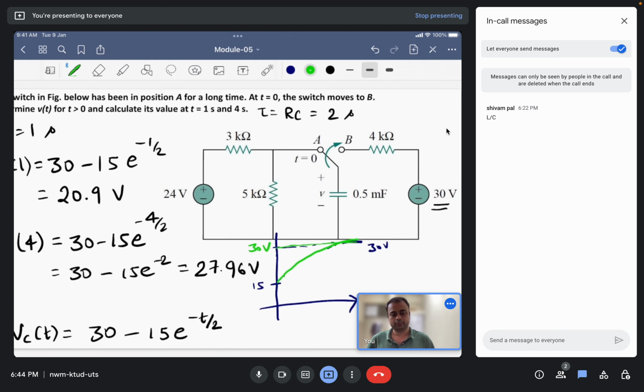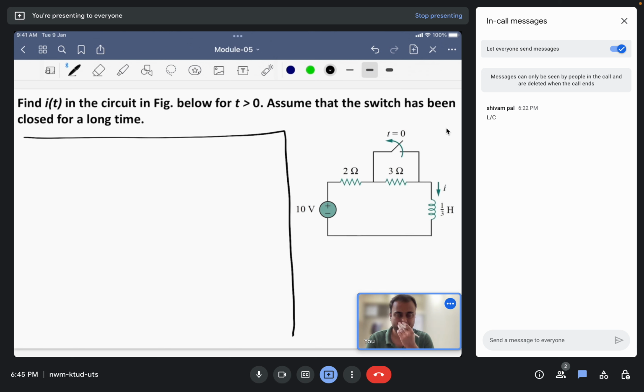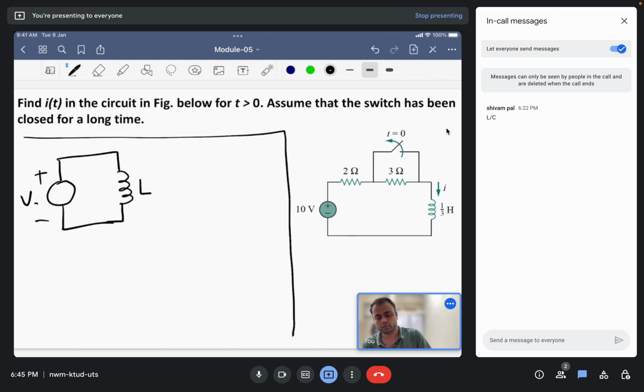So let us move again to the next problem. This is an RL circuit with an external source. Before moving to the problem, I will just ask one question. If you have any idea, please tell. Till now we have studied RL and RC circuits, but suppose we directly connect a voltage source to an inductor, an inductor with inductance L and a voltage source of Vs. Can anyone tell me what will be the voltage and current across the inductor?